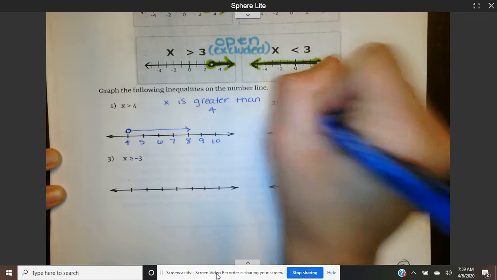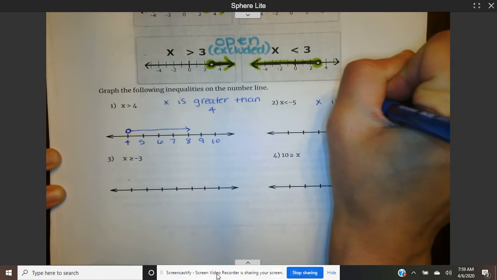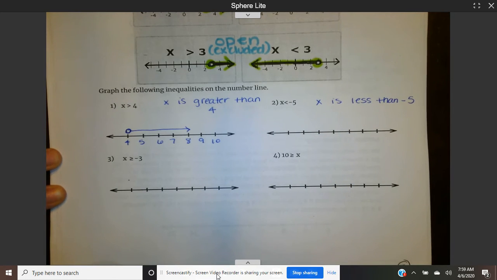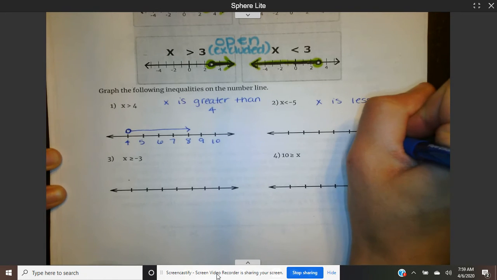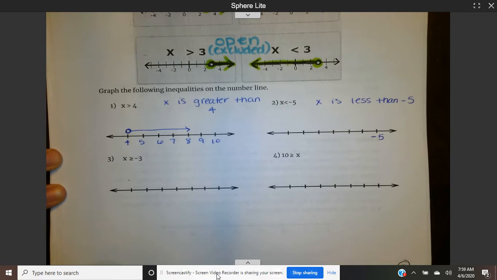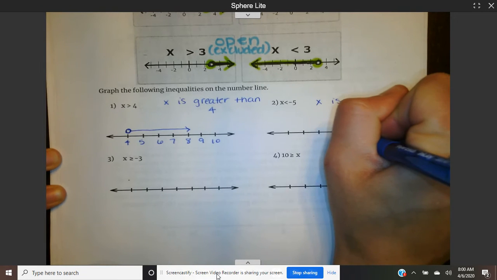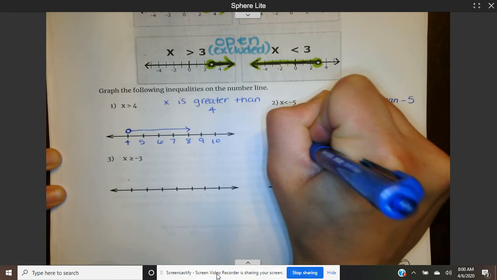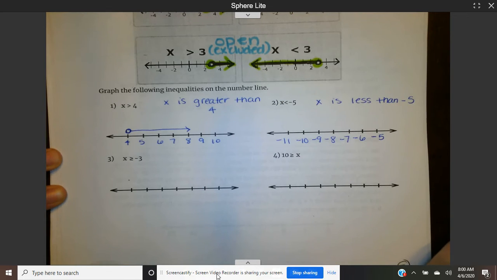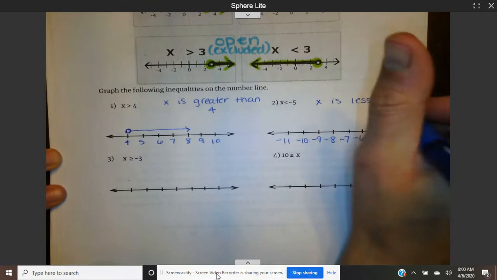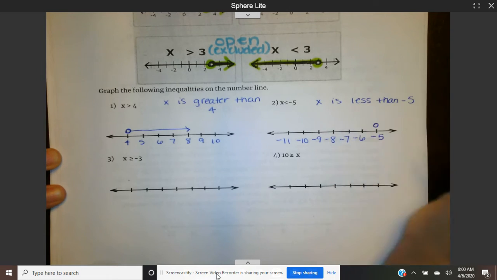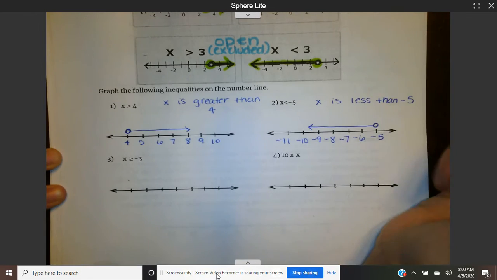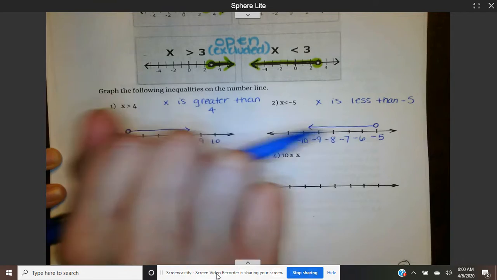Let's try another one. So x is less than -5. Okay, so if it's a less than, my arrow is going to go this way. So what I actually do is I'll start with -5 over here, and then I'll go backwards. Okay, so -6, -7, -8, -9, -10, -11. Okay, again, if you wanted to start with 0 here and then go to -5, this is just so I can see everything. So I'm going to go a little bit above -5, and then it's going to go to the left. So less than goes to the left, greater than goes to the right.